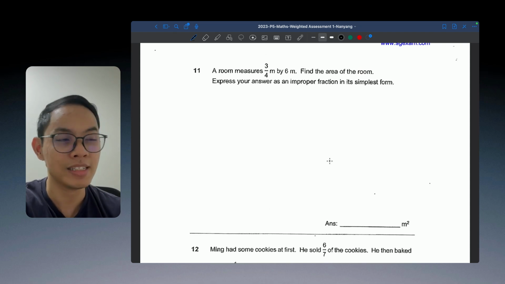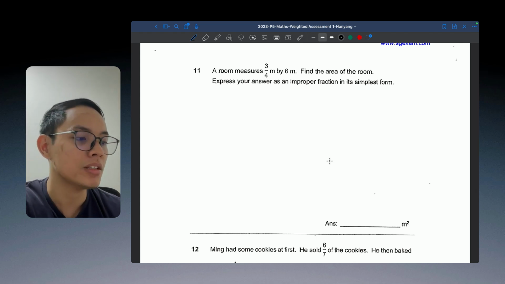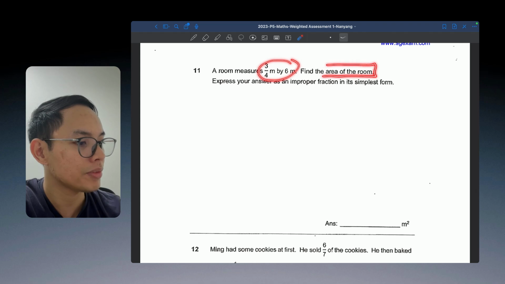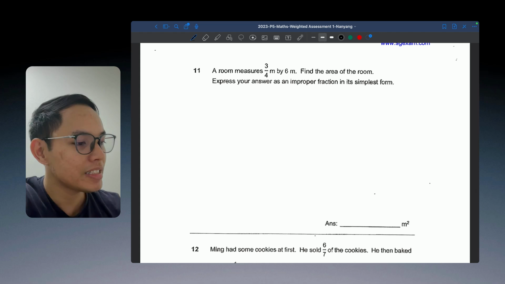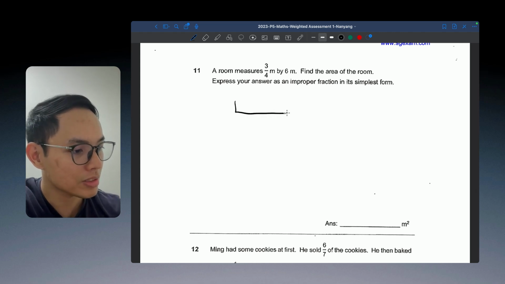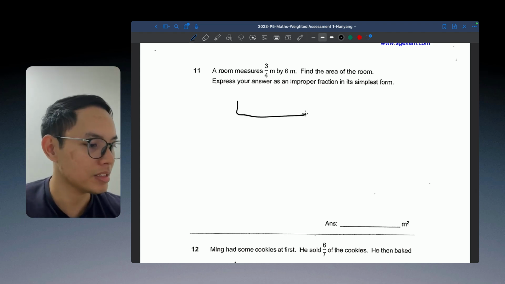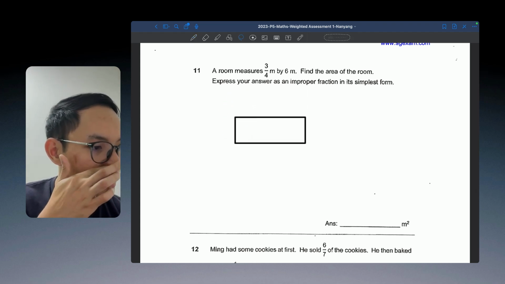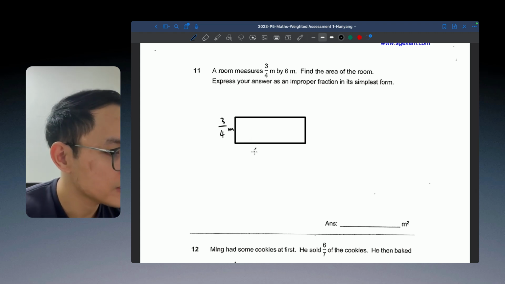And if you're done, let's see if you got this correct. Alright, so a room measures 3/4 of a meter by 6 meters. So 3/4 meter by 6 meters, find the area of the room. A room essentially, you can ask your teacher, but essentially this is a rectangle, right? So I'm gonna draw a simple rectangle. Hopefully it's not a trapezium, it's just a normal rectangle. So I see over here, right? Then the thing is that it measures 3/4 meters and 6 meters.